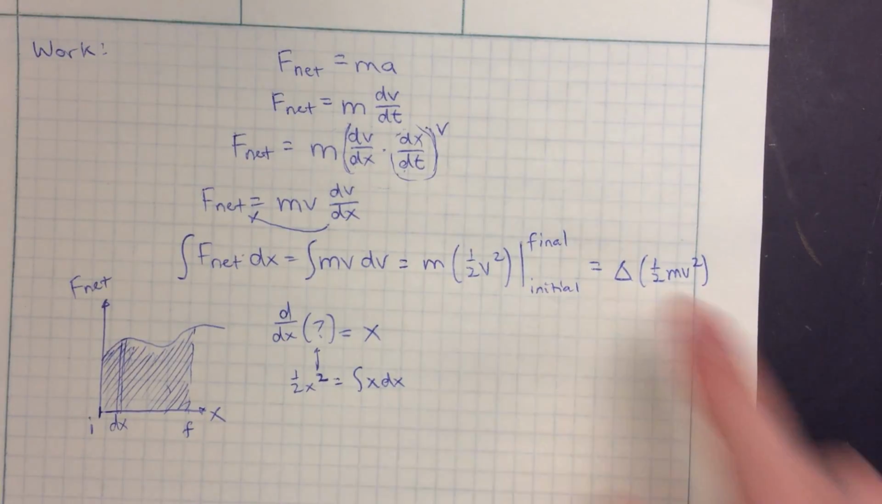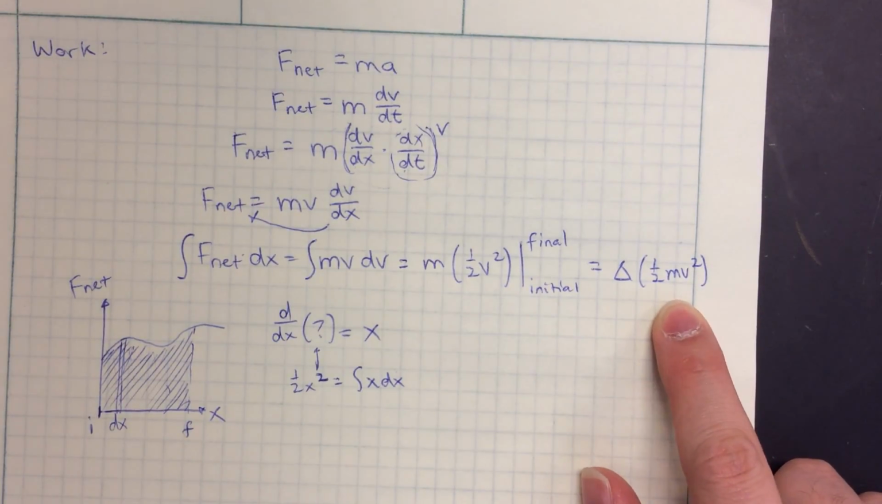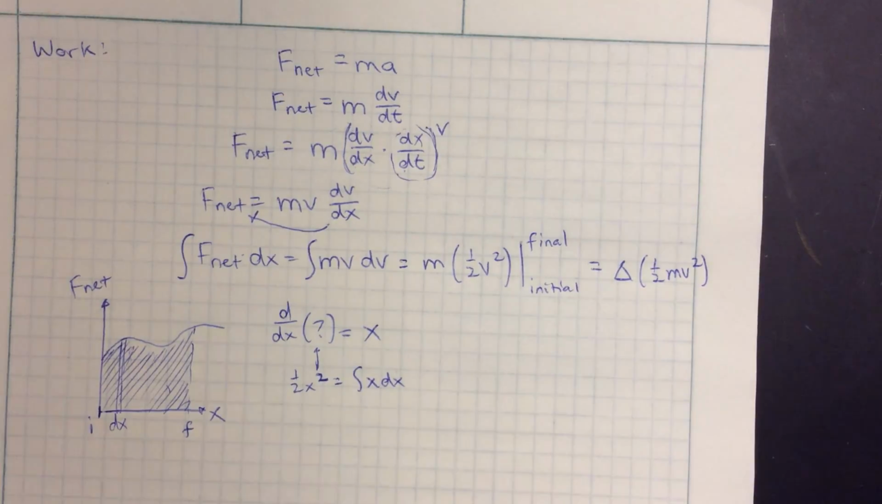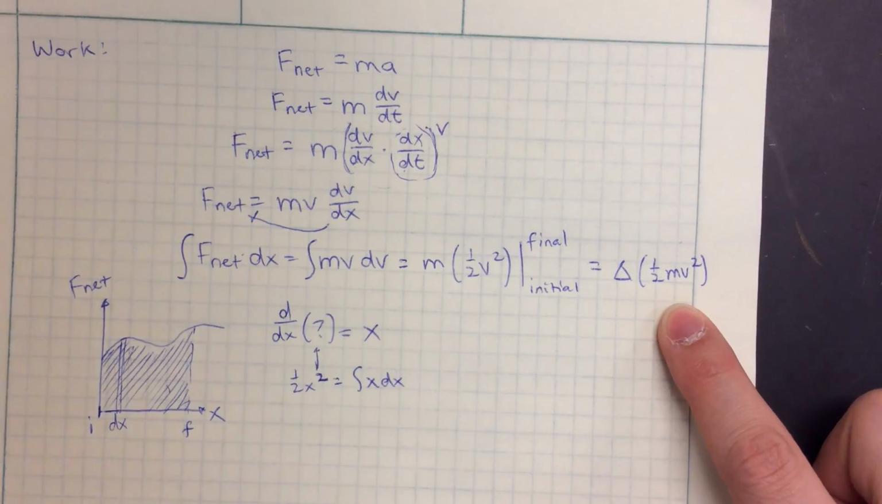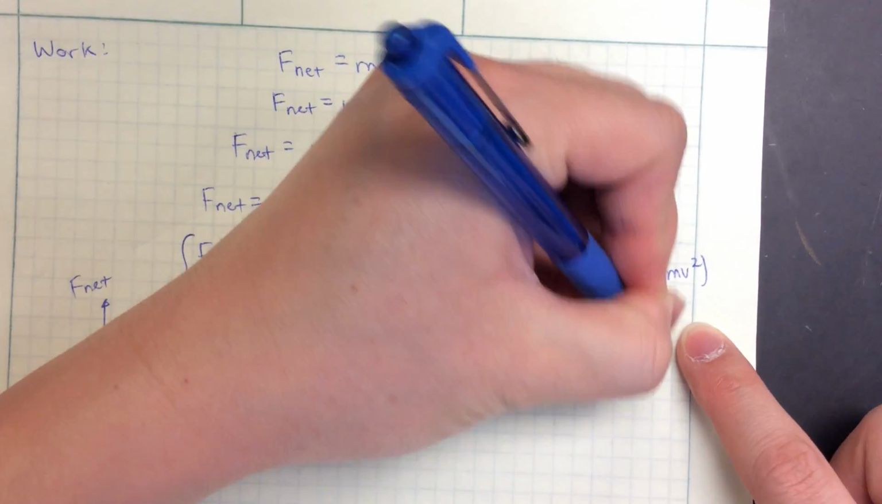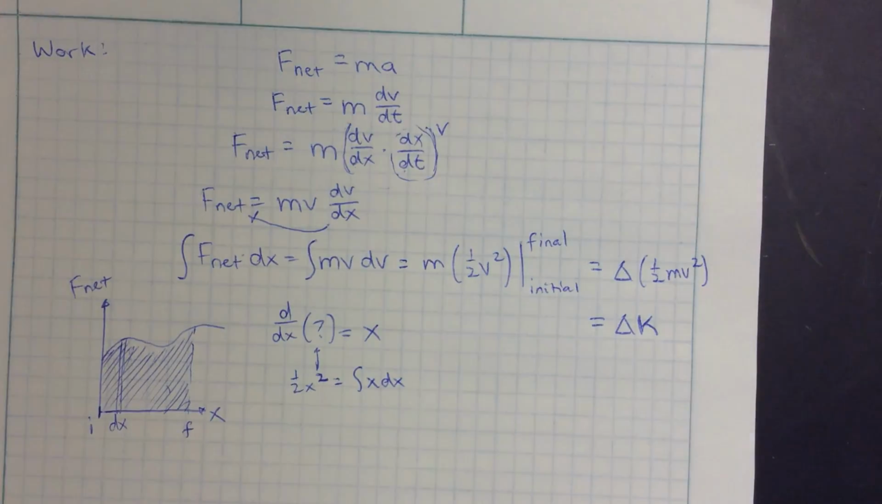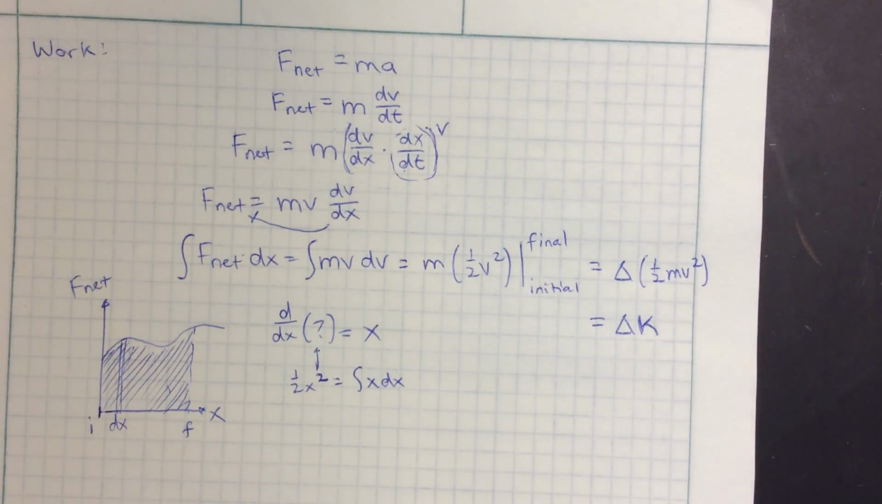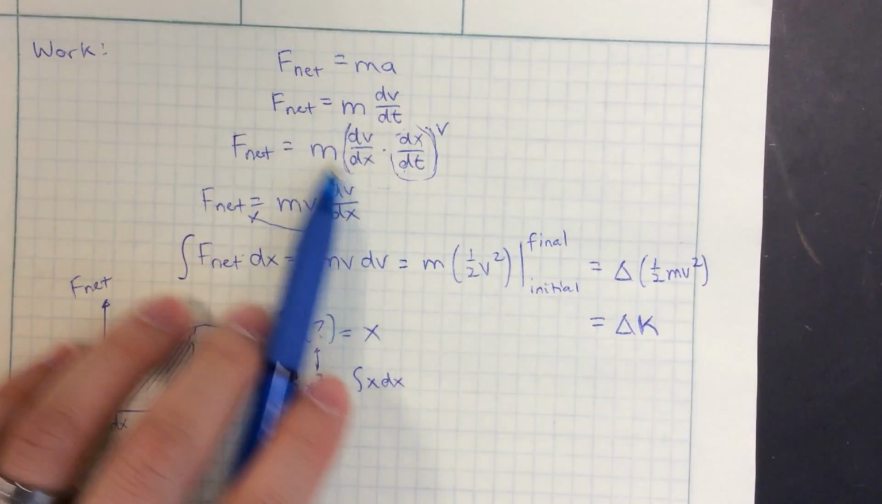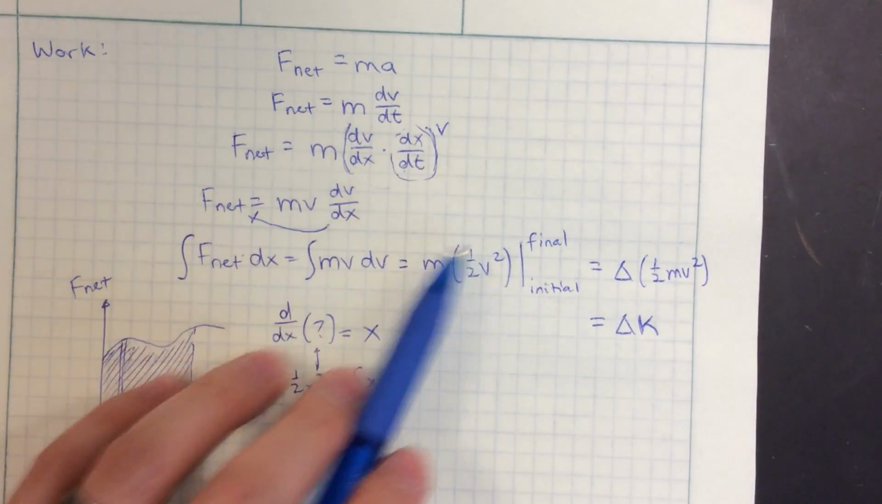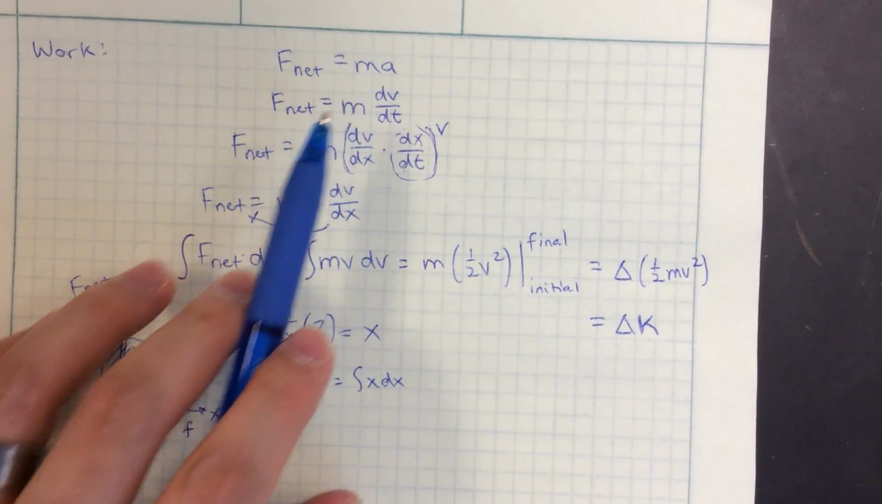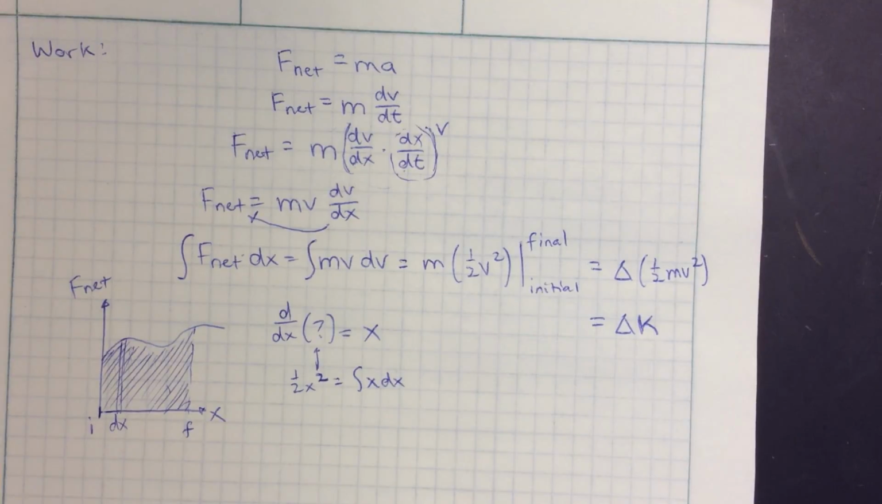Okay, so has anyone seen this before? 1/2 mv squared. What is that? It's kinetic energy. So the right-hand side of this is such that you have now derived kinetic energy. If you ever wondered where 1/2 mv squared came from, this is where it comes from. It is the right-hand side of analyzing Newton's second law with respect to position instead of time.